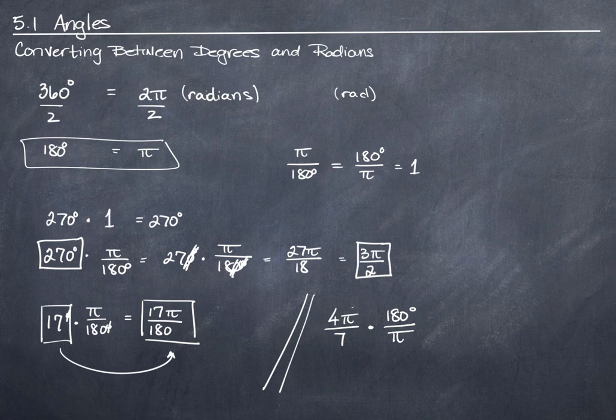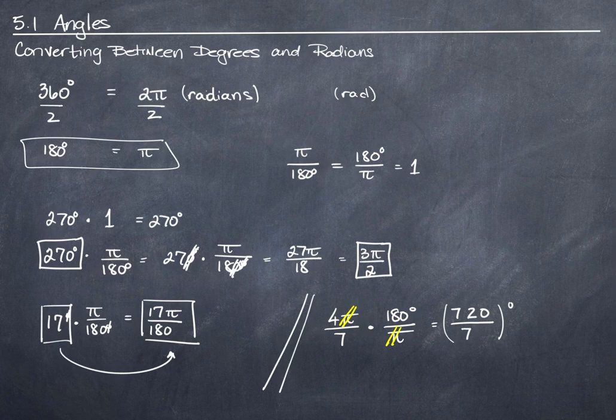Here I have a pi on the top of my fraction, and here I have a pi on the bottom. So when I reduce this now or simplify it, I get 4 times 180, which is, let's see, 4 times 8 is 32, 4 times 1 plus 3, so that's 720 over 7. And that is degrees. I've gone from 4 pi over 7 in radians to 720 over 7 degrees. Now, I don't need to reduce this. This is an exact value, so I can just leave it as it is.